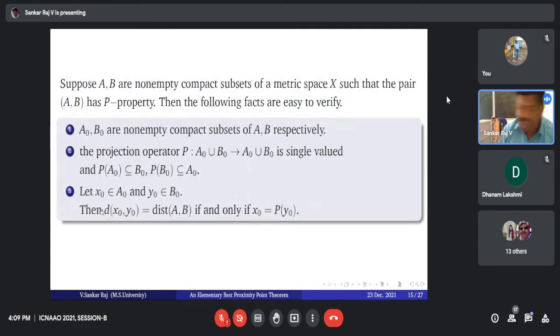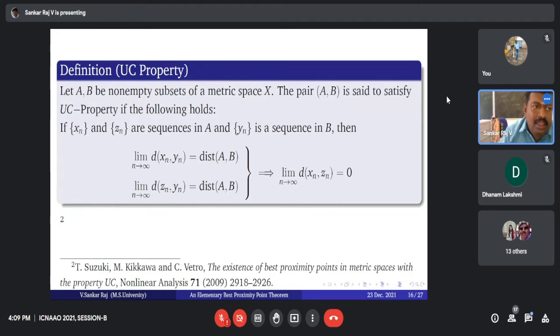Okay, so the next thing is we are using the UC property. UC property means, suppose A and B are two non-empty subsets of a metric space, and the pair is said to have the UC property if you take two sequences, x_n and z_n in A, and y_n in B, with the property that the distance between x_n and y_n converges to the distance between A comma B, and the distance between z_n and y_n converges to the distance between A comma B. That means this side the sequence is the same, and this side we have two sequences. If these sequences satisfy this condition, then automatically the distance between x_n and z_n converges to zero.